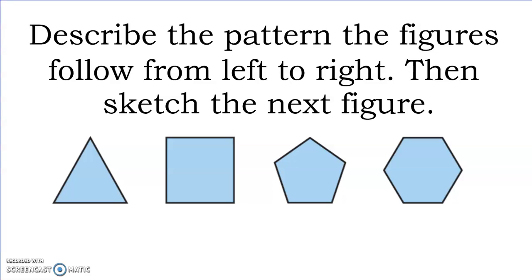Describe the pattern the figures follow from left to right, then sketch the next figure. You can see this first triangle has 3 sides, the next figure has 4 sides, 5 sides, and then 6 sides. So my next figure is going to have 7 sides. So we're going to draw a figure with 7 sides.